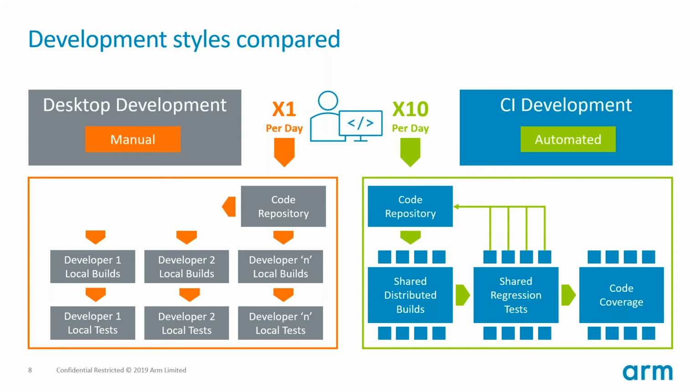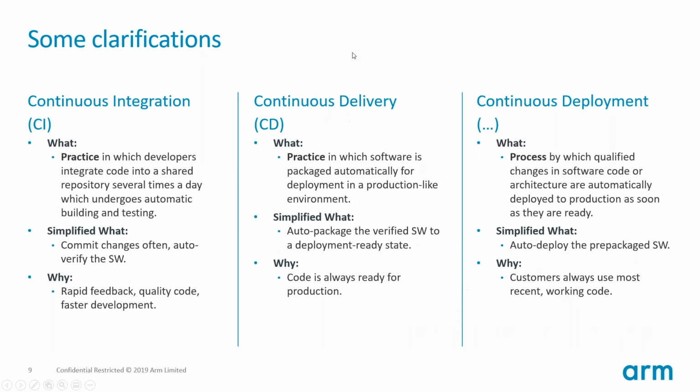And that's what this CI development workflow is intended to convey, that you have a lot of commits per day, say 10 of them per developer, which are all committed to a shared repository, which kicks off this automated loop of shared builds, shared test suites, and then shared metrics with this code coverage at the end that all developers share amongst the team. So it's more robust testing and more robust feedback for the entire team to benefit from.